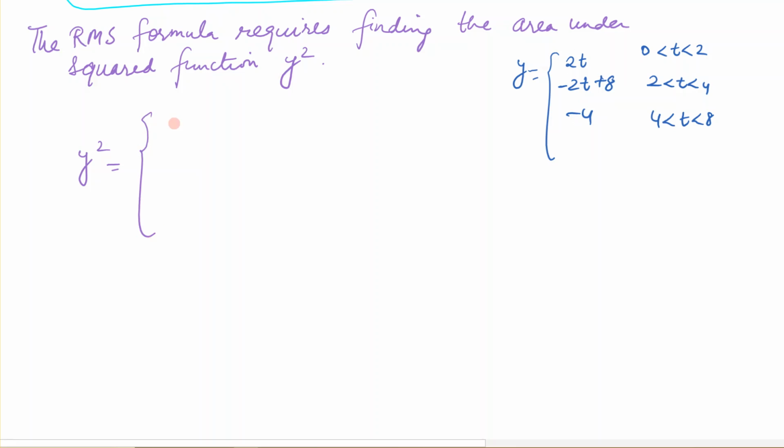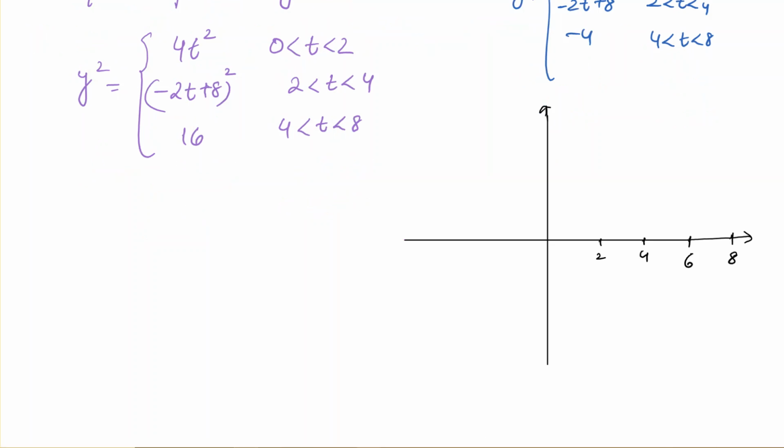So 2t square means 4t square when t is between 0 to 2. Then (-2t plus 8) square when t is between 2 to 4, and (-4) square means 16 when t is between 4 to 8. Let's try to graph one cycle of this periodic waveform, of y square. So on y-axis we will keep our y square, on x-axis we will put our time. This is our starting point, origin.